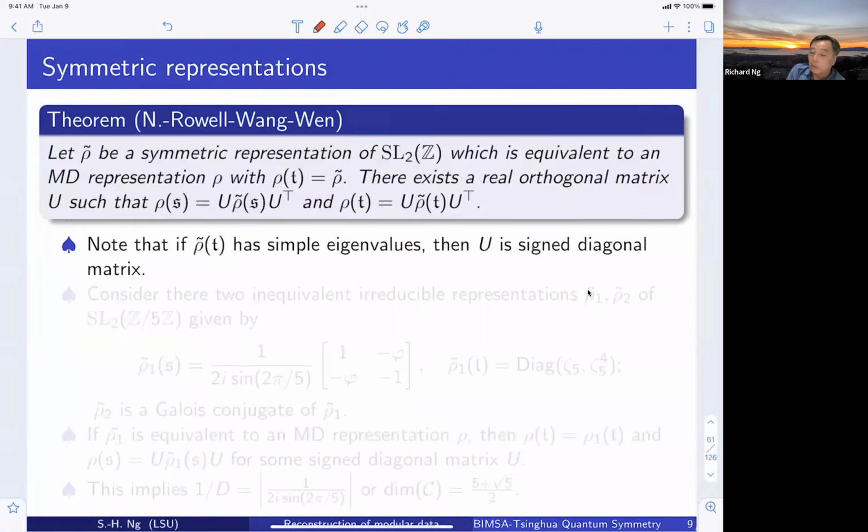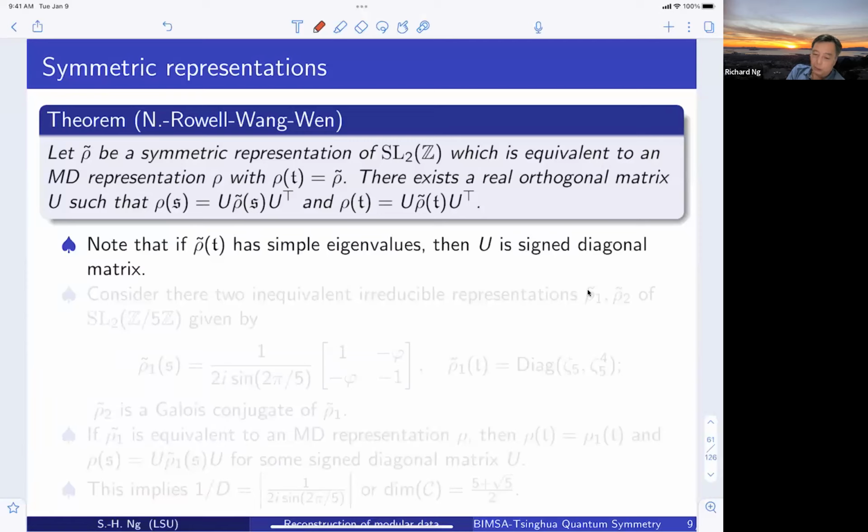So there exists a real orthogonal matrix U such that they are conjugate, both S and T conjugate simultaneously. Because both of them are diagonal, I can make both rho T and rho tilde T the same. Then U will just commute with the rho T matrix. So there's an extreme case.